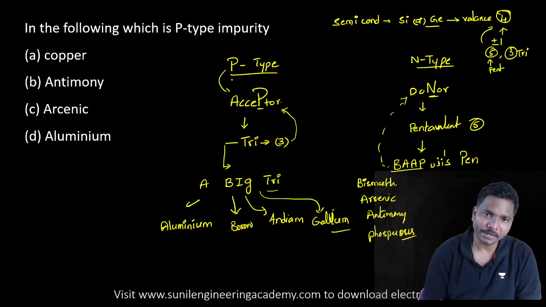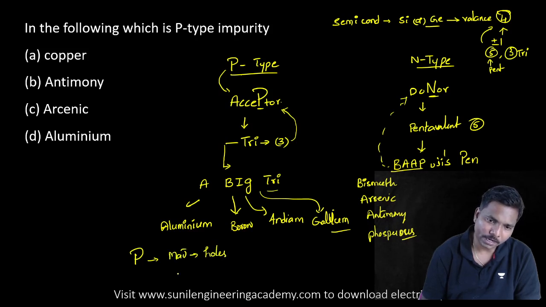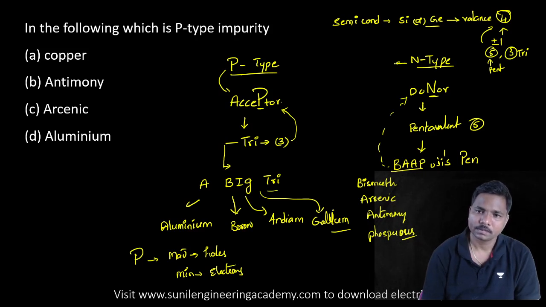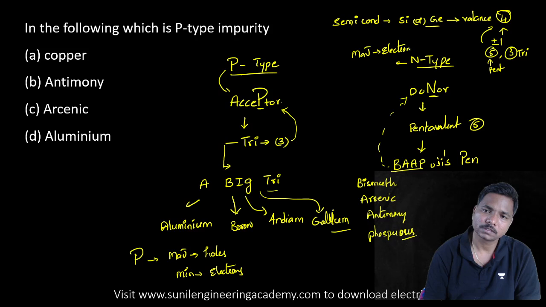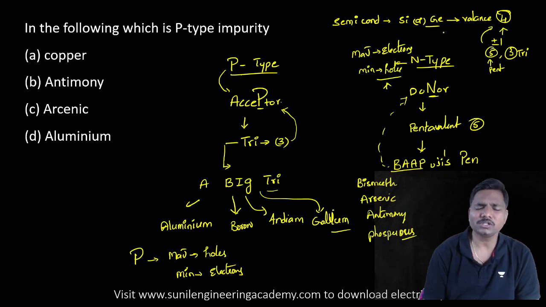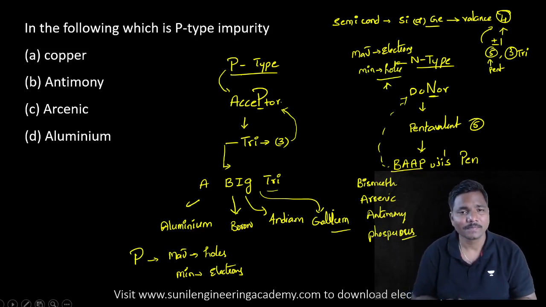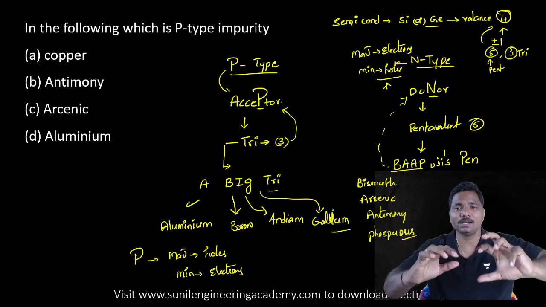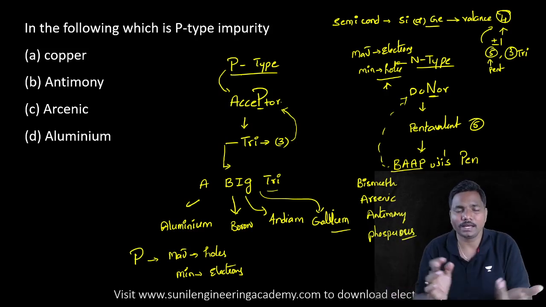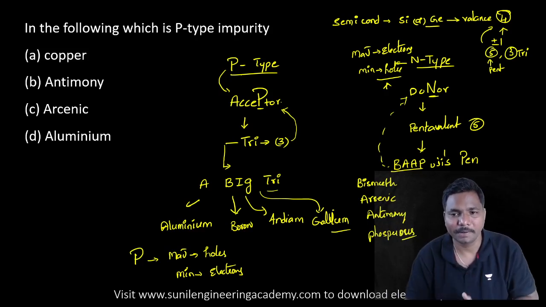In P-type, P is for hole, so majority carriers are holes and minority carriers are electrons. In N-type, N is for electron, so majority carriers are electrons and minority carriers are holes. We can also understand this by the concept, but for MCQs discussing all the concept takes a lot of time, so I'm giving simple methods to remember.